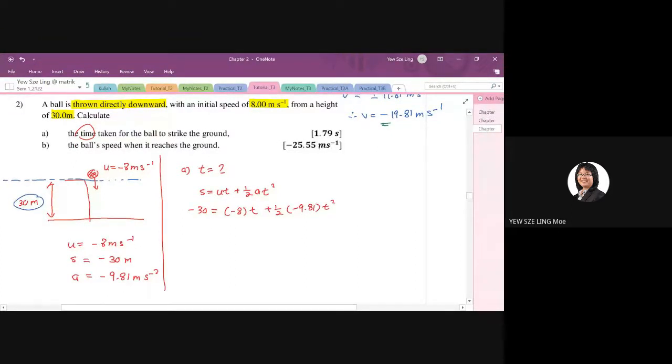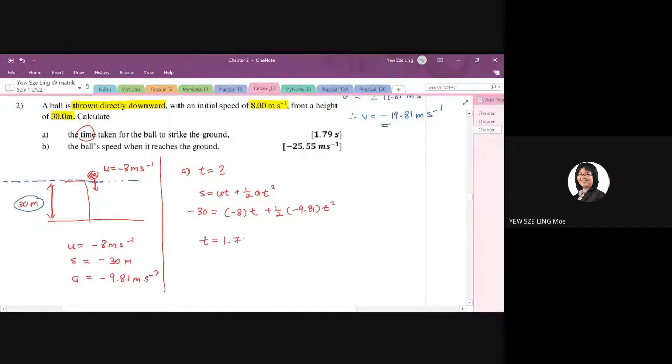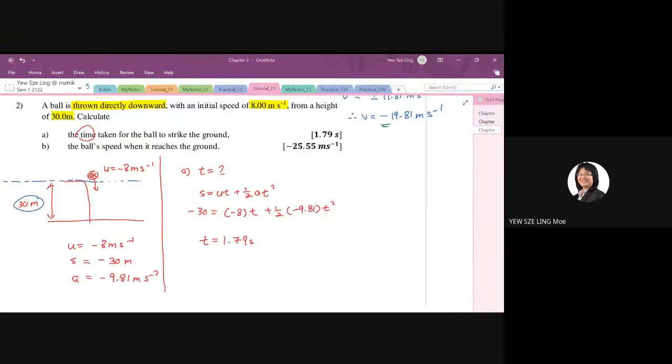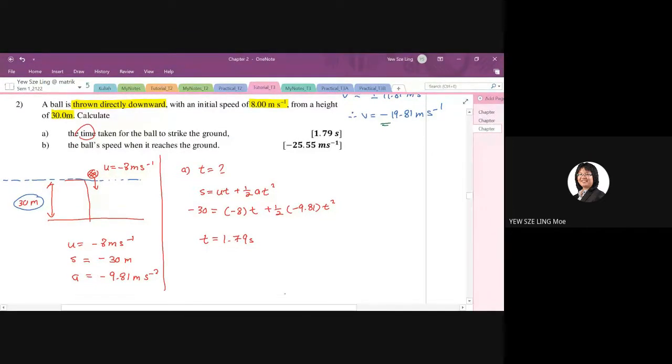Right? So eventually you're going to get two different times, one positive and one negative. So we go for the positive value. So T equals to 1.79 seconds. The other one is the negative value. I think it's equal to 3.42 if I'm not mistaken. So 3.42 is negative, so we ignore that value. We take T equals to 1.79, which is a positive value.